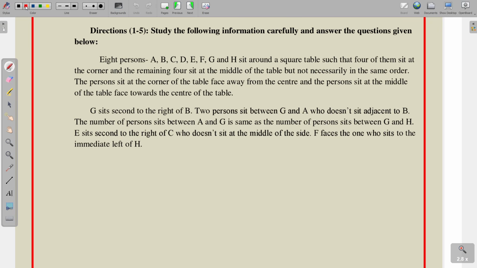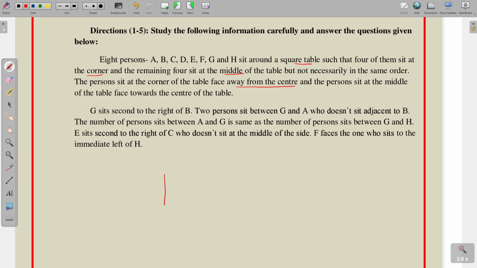8 persons A, B, C, D, E, F, G and H sit around a square table such that 4 of them sit at corners and remaining 4 sit in the middle of the table, not necessarily in the same order. The persons who sit at the corner face away from the center.